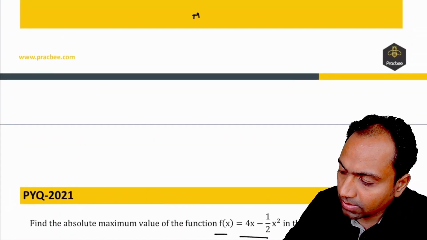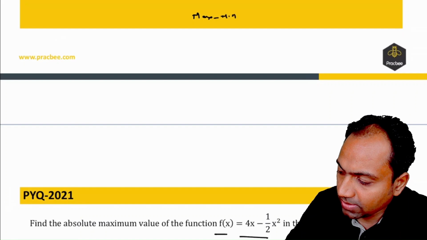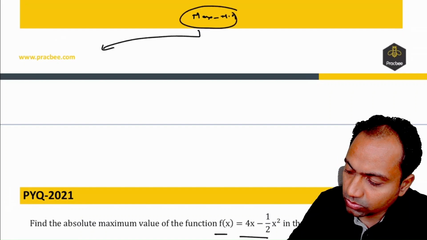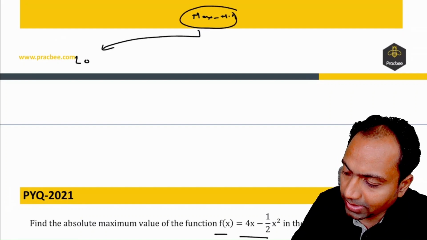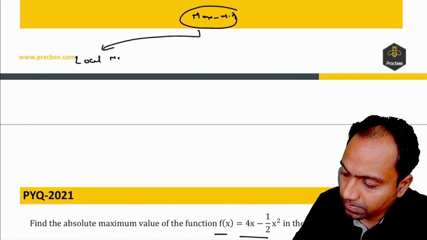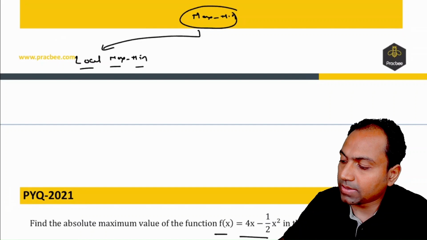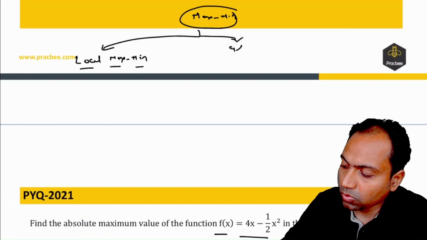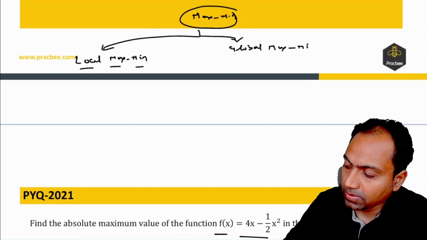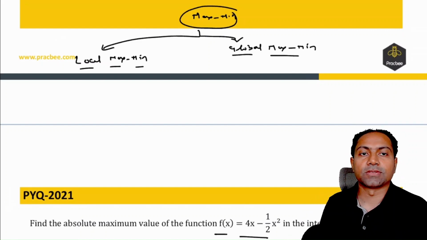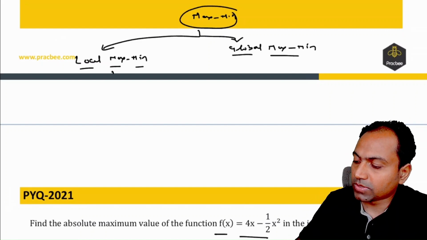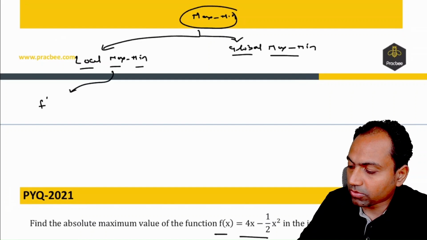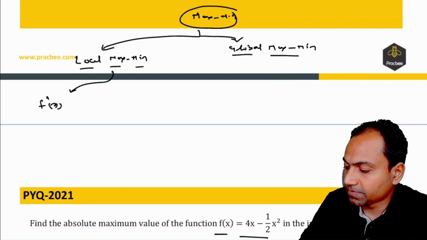Maxima and minima can be categorized into two categories. One of them is known as local maxima, local minima. And the other one is known as global maxima, minima. There are these two categories. If I look into this first one, what is the method to figure this out? What we are going to do is we are going to find f dash of x.